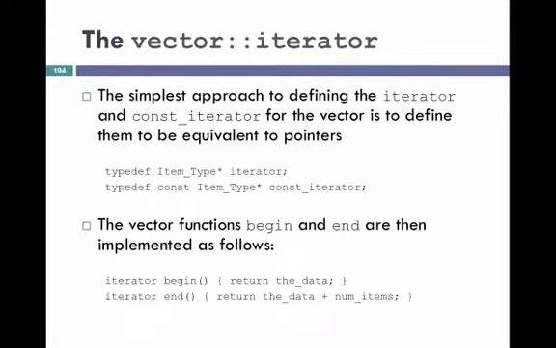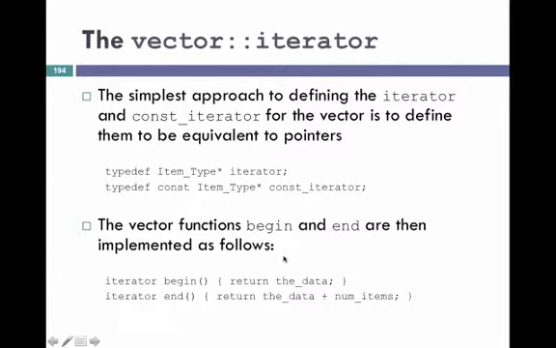The simple approach to defining the iterator and const iterator for the vector is to define them to be equivalent to pointers. So here's a typedef that we can use to create an alias. An iterator is a type that corresponds to a pointer to an item type, and a const iterator is a type that's equivalent to a const pointer to an item type.